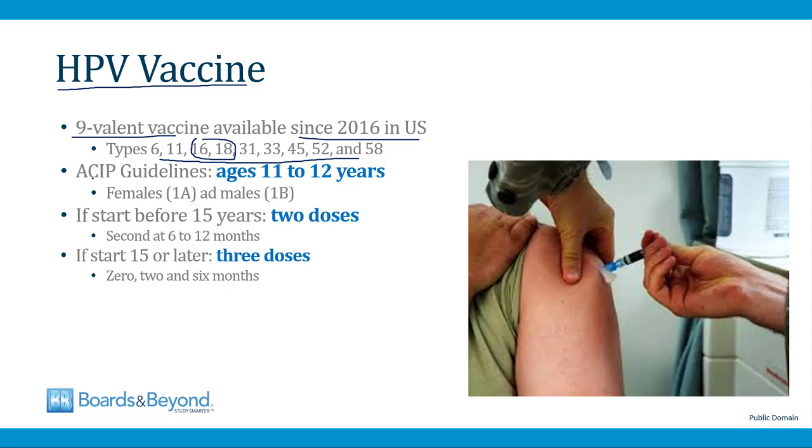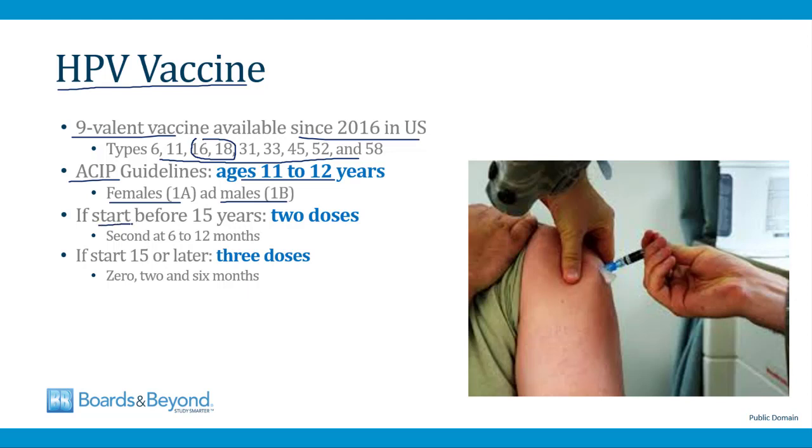According to the guidelines of the Advisory Committee on Immunization Practices, children should receive the HPV vaccine at ages 11 to 12 years. It's a stronger recommendation, a 1A recommendation for females, but there's also a 1B recommendation for males because HPV infection can occur in men as well. And then this is a nitpicky detail, but it's super high yield to know this for your shelf exams.